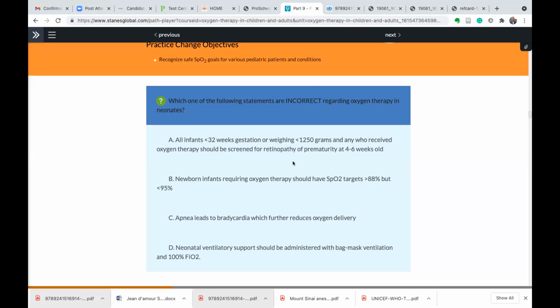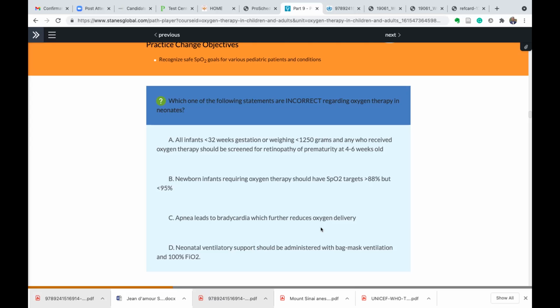Okay, most of the people got the right answer, which is D. So D is the incorrect statement. The first one is true because all those patients are at high risk of retinopathy of prematurity if we give too much oxygen. So it's good to screen for retinopathy at 4 to 6 weeks. And the SpO2 target between 88 and 95% in newborns is good because they still have high fetal hemoglobin and low saturation, because there is high affinity of oxygen for that.